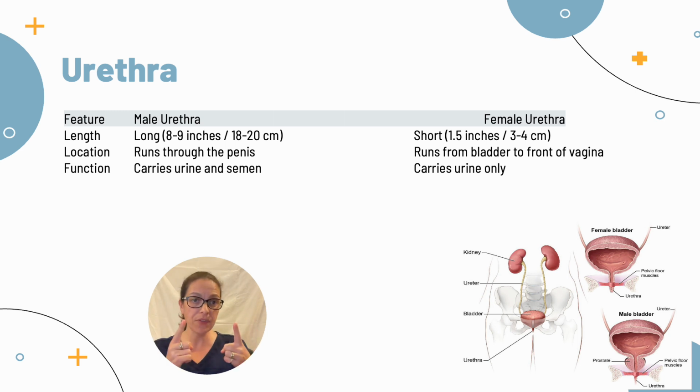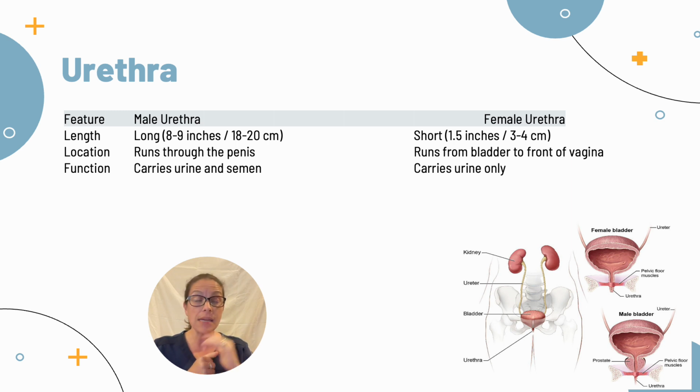So a word about the urethra. A male's urethra is longer than a female's, 8 to 9 inches versus only 1.5 inches, much smaller. The reason is that a man has a penis through which the urethra travels, so it's significantly longer, and the female's is very short and basically right against the female body, the vulva, right?